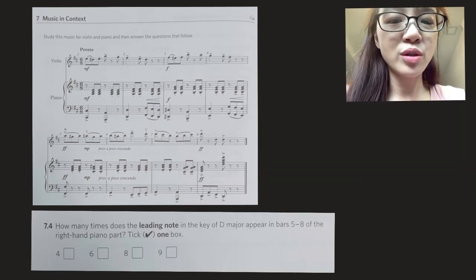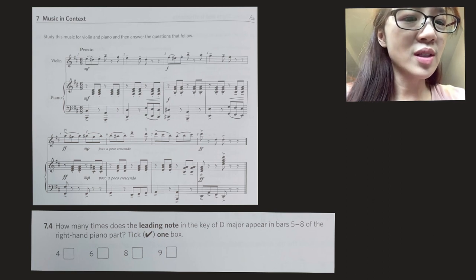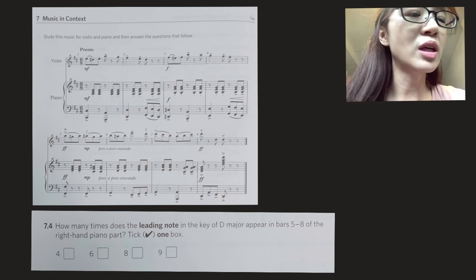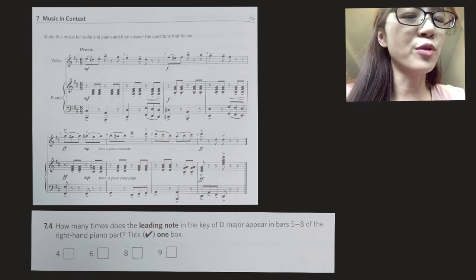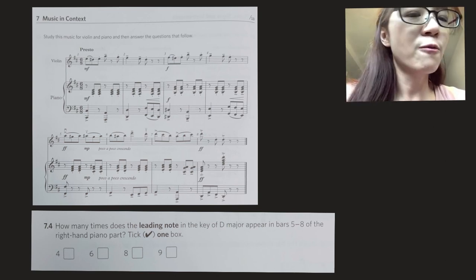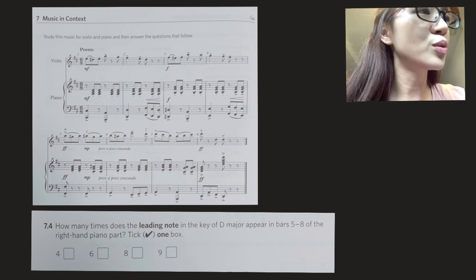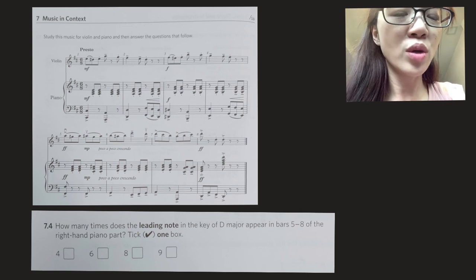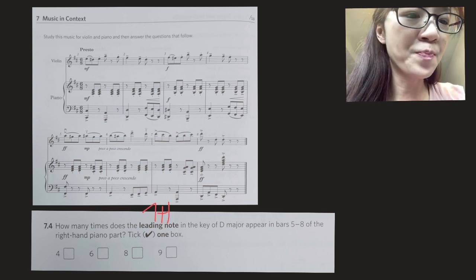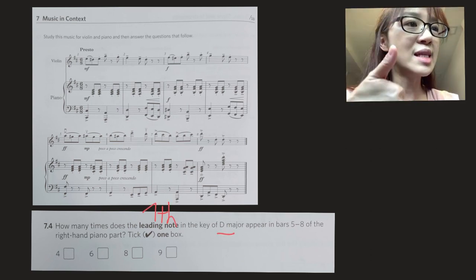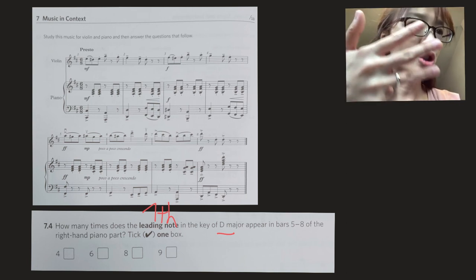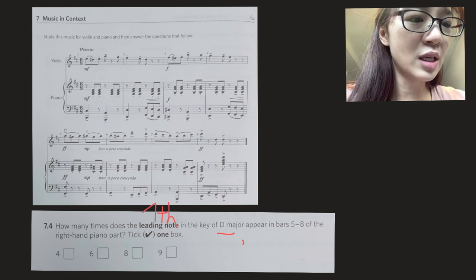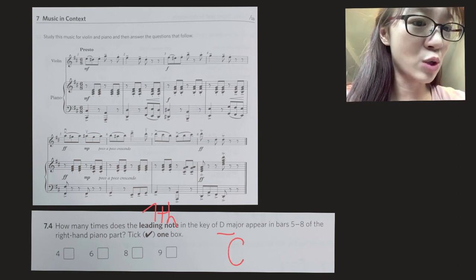For this question, the student needs to understand how many times the leading note for D major appears in bars 5 to 8 of the right hand piano part. First thing, you have to know the technical names. The leading note means the 7th note. What is the 7th note of D? You can count one by one: D, E, F, G, A, B, C. So we are going to look for the C note.